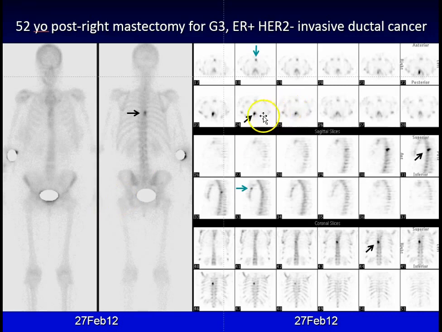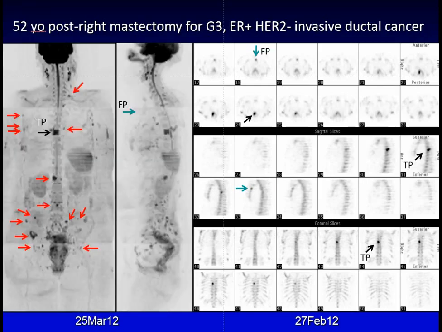Well, when the SPECT scan is done, we find a second lesion. Here it is in front, and here it is on the sagittal reconstruction. It's in the sternal bone. When we do the whole body MRI, however, we find that there are nearly 13 bone metastases. So what we thought was oligometastatic disease is in fact polymetastatic.